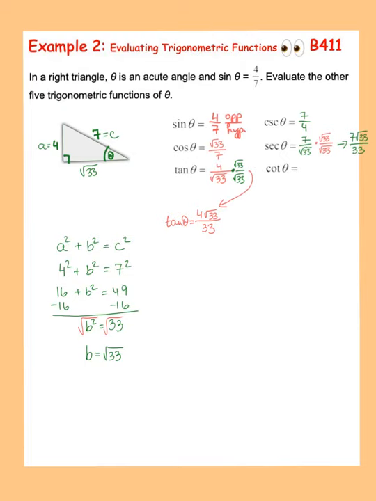And last, cotangent theta. For cotangent theta, I'm going to look at the original ratio of tangent and take the reciprocal. So I'm going to get root 33 over 4. On the next slide, you will have 4 monitoring progress questions to do. So please stop the video right here so you can do the 4 monitoring progress problems before you move on to check your answers.